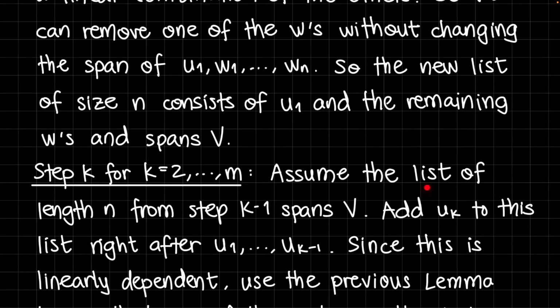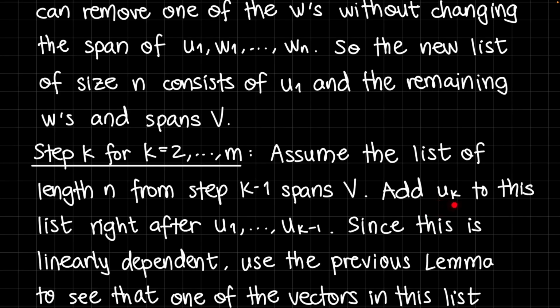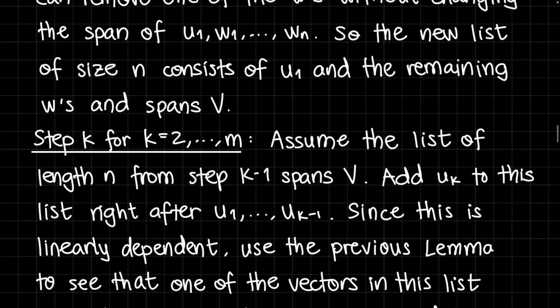Assume that the list of length n from the previous step, step k minus 1, spans V. Then add the kth vector, uk, to this list right after u1 through uk minus 1. So add it to the right of uk minus 1, but to the left of all the w's. The w's are on the very right.